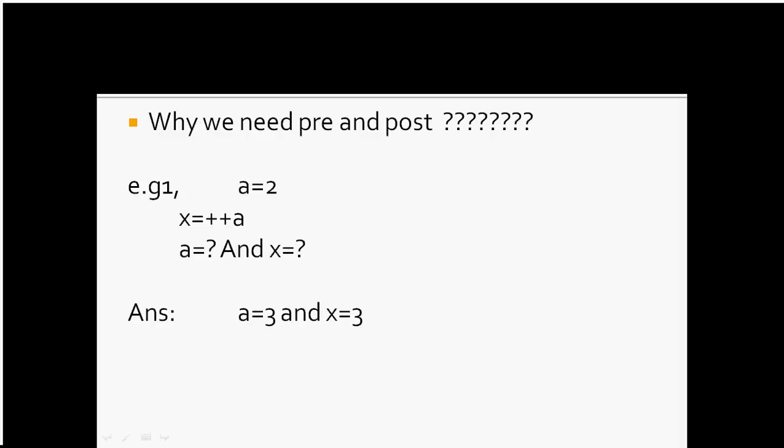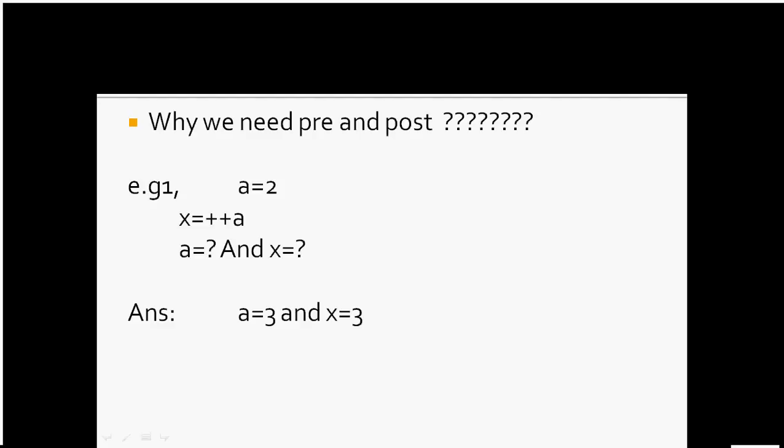Then the question arises in mind, why do we need pre and post increment and decrement? Let us discuss this with the help of an example. Example 1. Suppose there is a variable a, and the value of variable a is 2. I am using this variable with pre-increment with another variable, say x, with the help of an assignment operator, that is the equal to sign. Then tell me what will be the value of a and x.